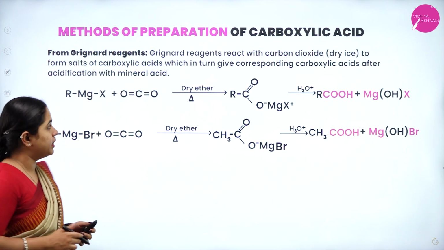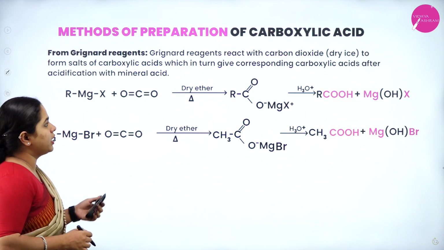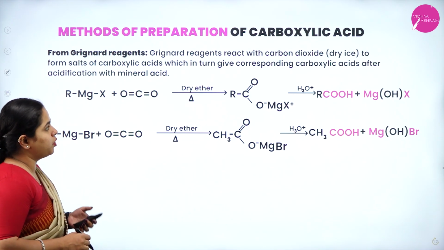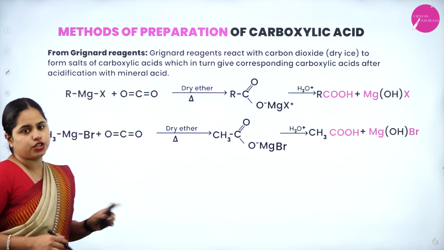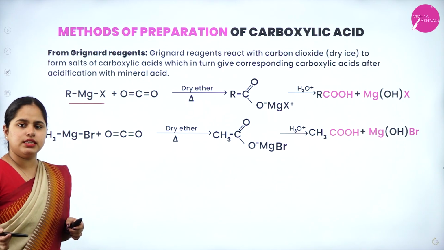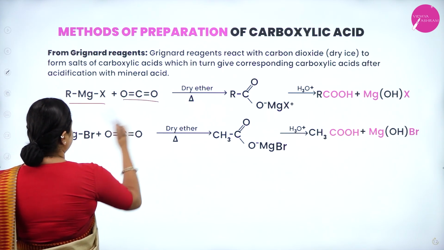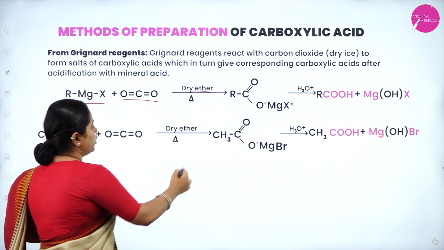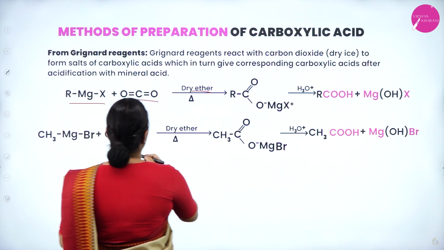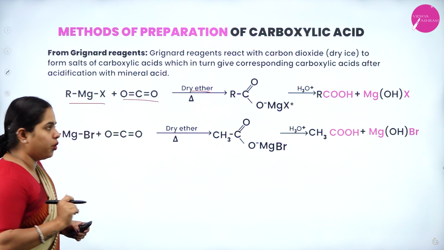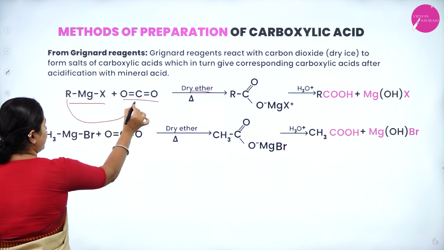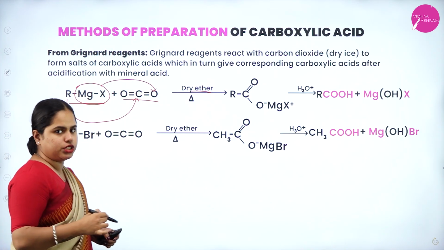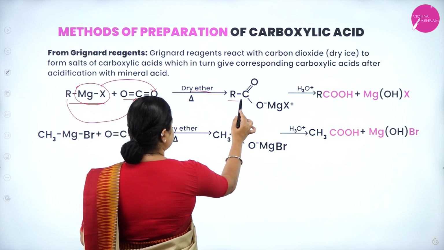Now moving on to the next method, from Grignard reagent. Grignard reagent reacts with carbon dioxide to form salts of carboxylic acid, which in turn give corresponding carboxylic acid after acidification with mineral acid. So you have RMgX, it is Grignard's reagent, which reacts with dry ice, CO2, carbon dioxide, in presence of dry ether. What is going to happen? You are going to get, see, RCO is already present. So what is going to happen here? The alkyl part is going to get attached to the carbon and the MgX part is going to get attached to the oxygen. So what is happening here? You have the RCO.